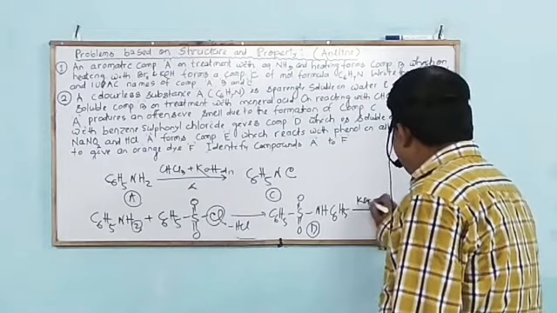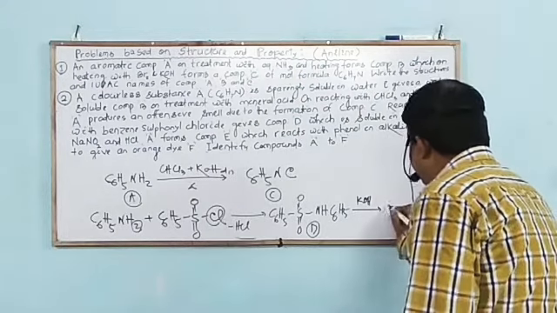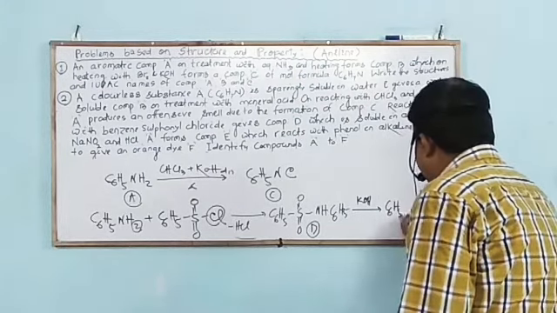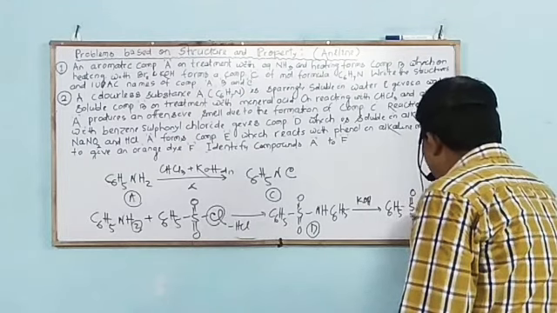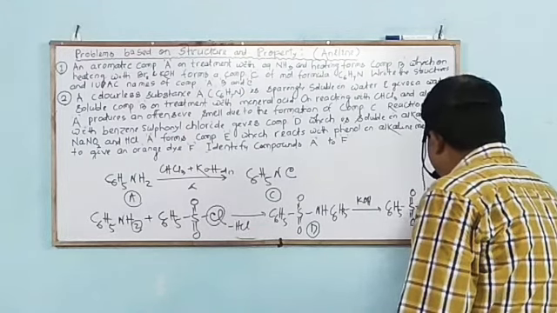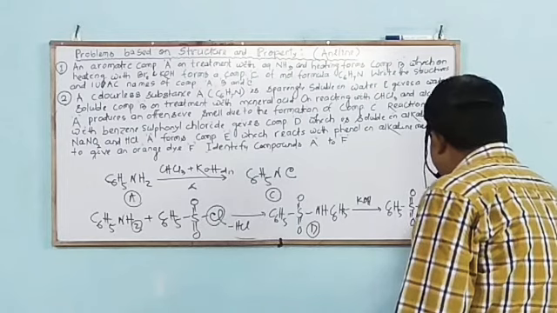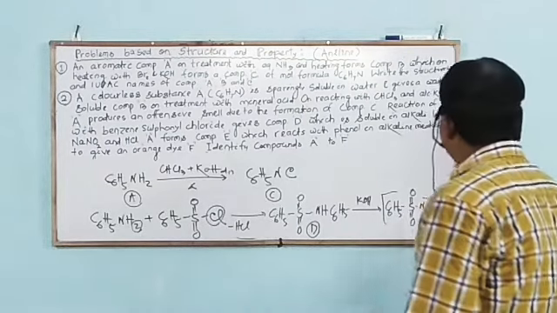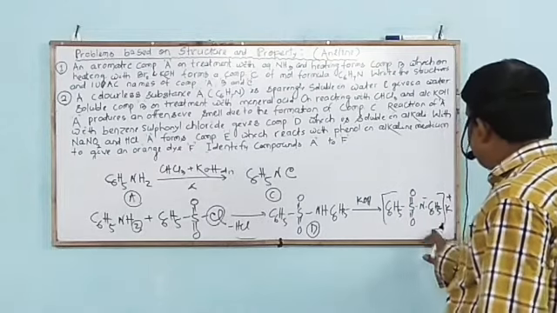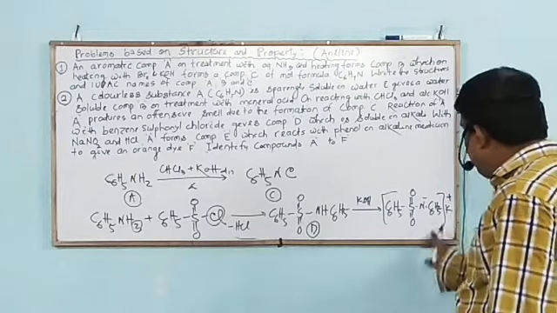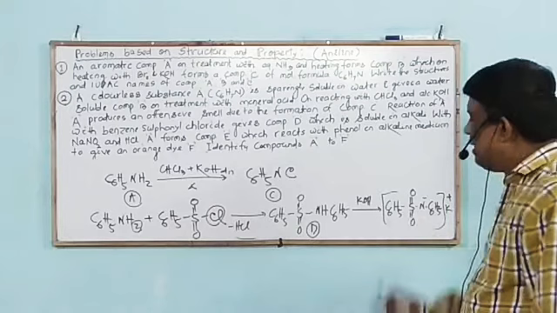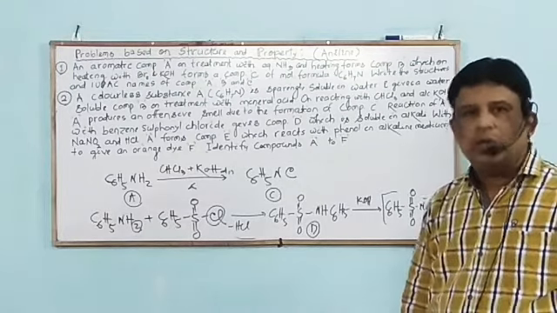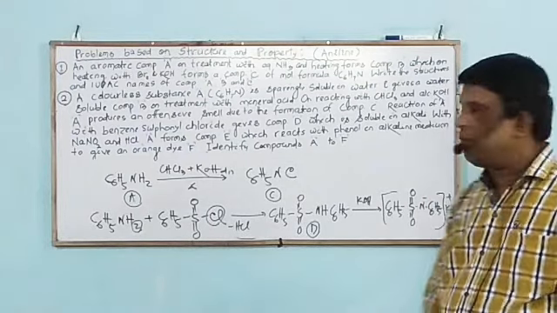When it is dissolved in alkali, it forms C6H5SO2N(-)C6H5 K+, the potassium salt of N-phenyl benzene sulfonamide, which is soluble in alkali. Mark that.